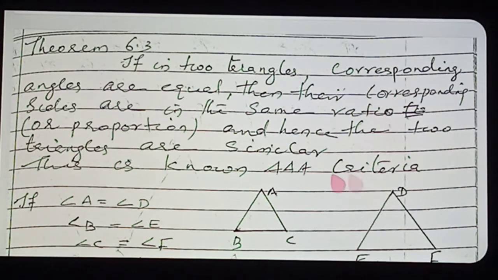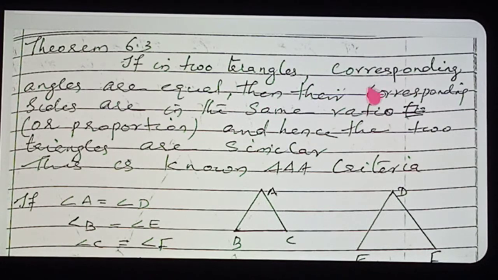AAA criteria. All the three angles are congruent, or equal. What can you say? The triangles are similar. See the theorem once more.